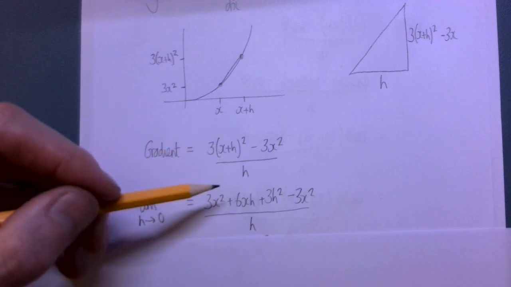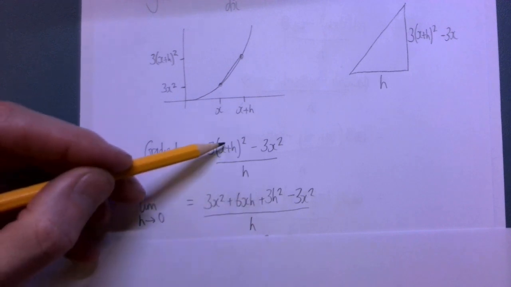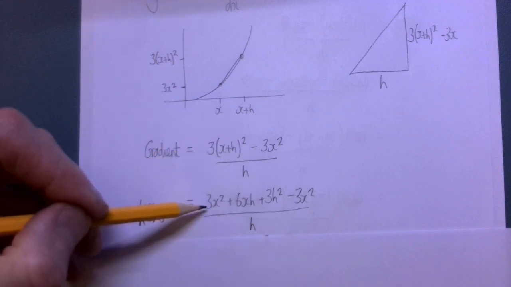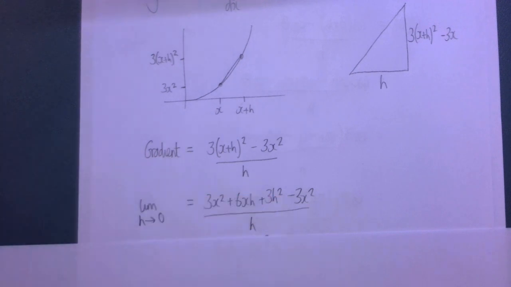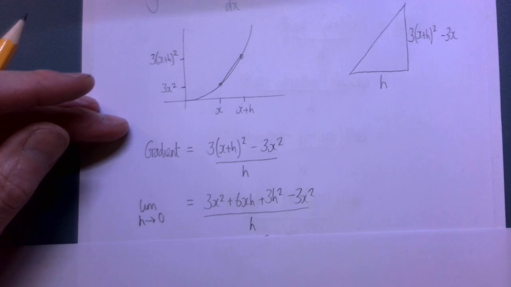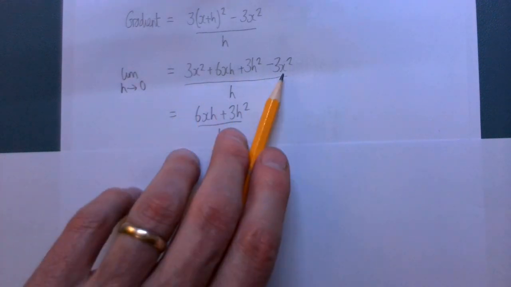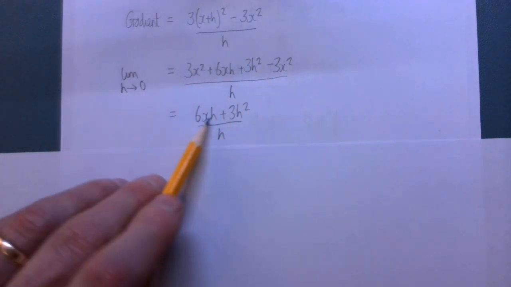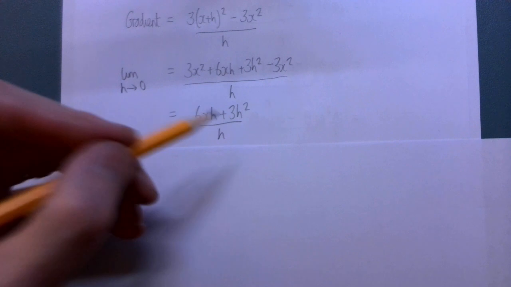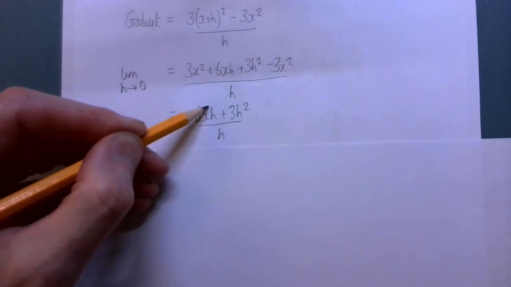So I've been a bit lazy. I've expanded x plus h squared and multiplied it by 3. That gave me that. And then I need to take away 3x squared and divide it by h. I said, right, 3x squared take away 3x squared, no x squared, so I'm left with that. And then I can divide all three terms by h.